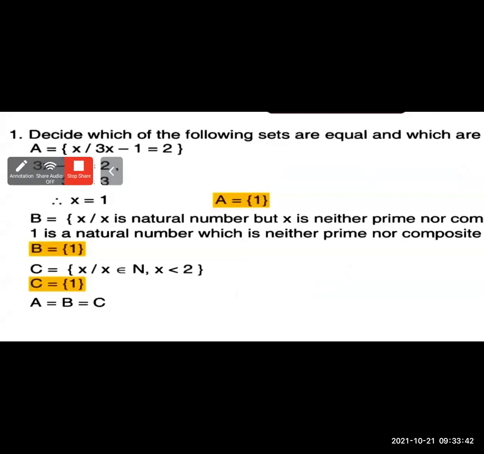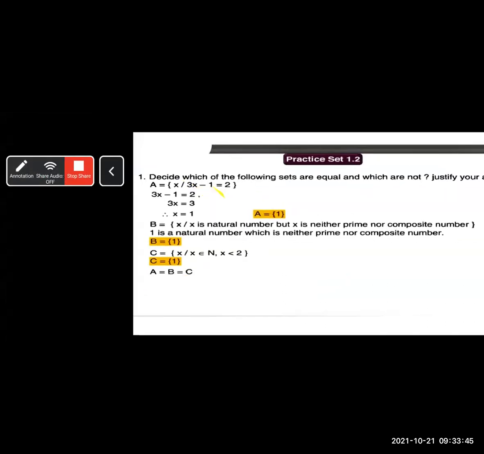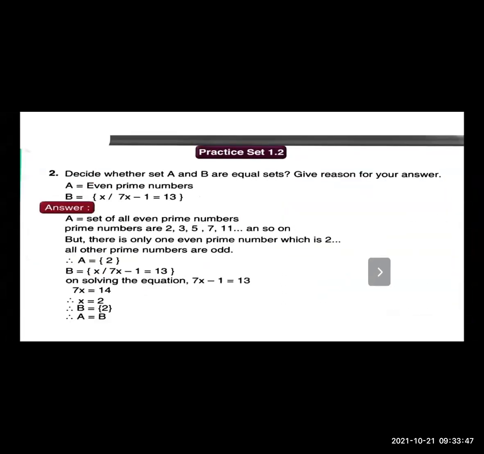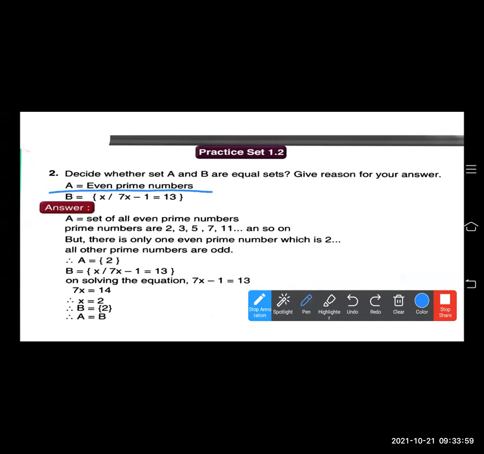Let's see the second question. The second question is: decide whether the sets A and B are equal sets. Two sets are given. A is equal to even prime numbers. These even prime numbers you have to list out. And the second set is B is equal to the set of all x such that 7x minus 1 equal to 13.